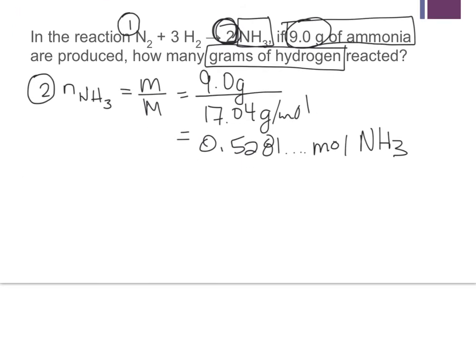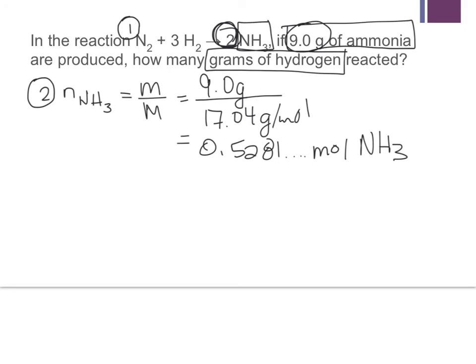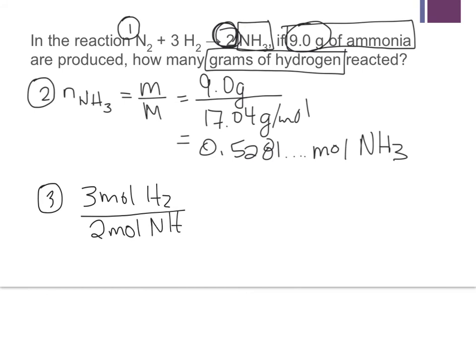Now that we know the number of moles of ammonia, we can use a mole ratio to find out the number of moles of hydrogen that would need to react with it. So to set this up, this is our third step, we're going to take our mole ratio from our balanced chemical equation. So we know 3 moles of hydrogen react to produce 2 moles of ammonia. And this time we don't know how many moles of hydrogen we have, so we're going to use x for that. And we calculated that we've got 0.5281 moles of ammonia.